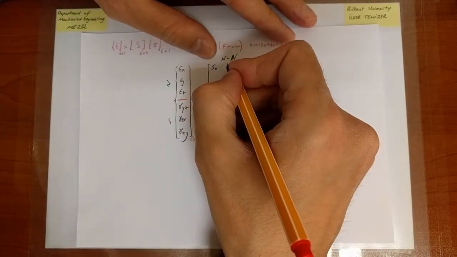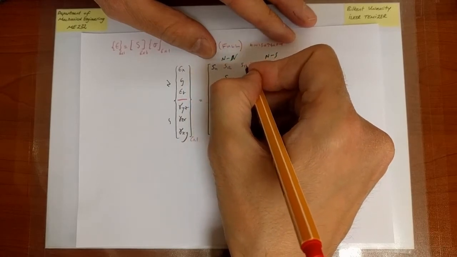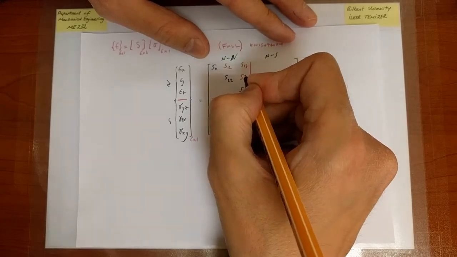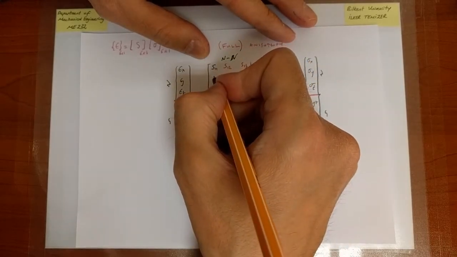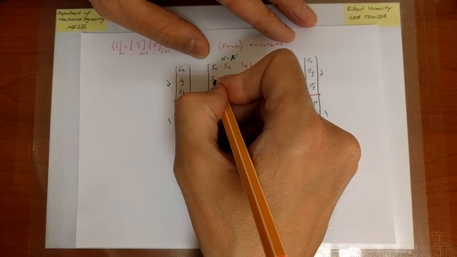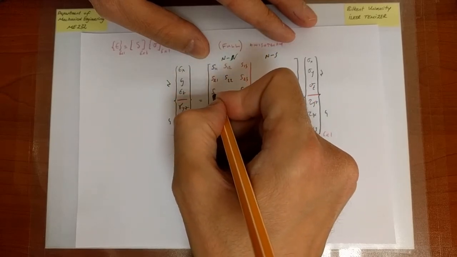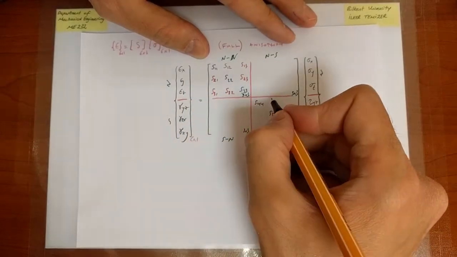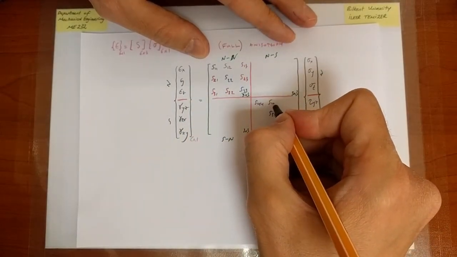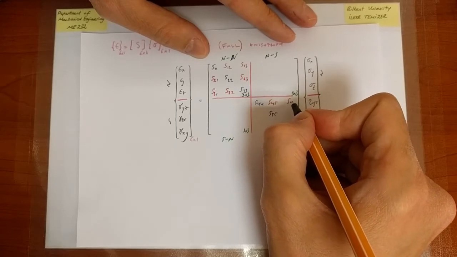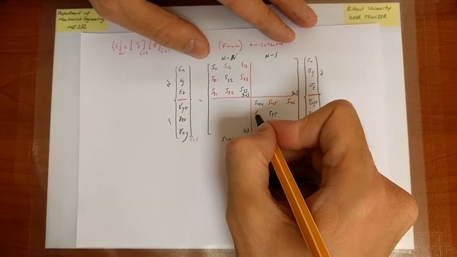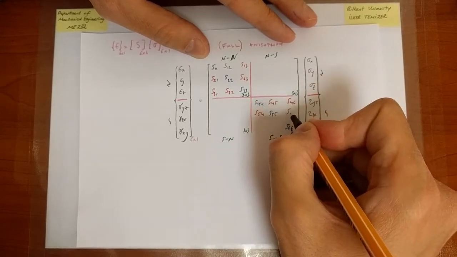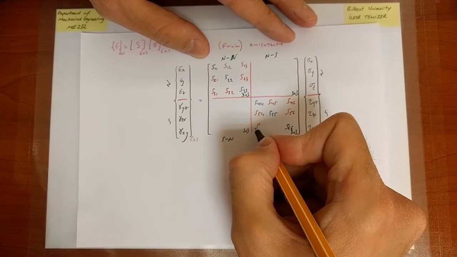So this is going to be S12, S13, S23. This is S31, S21, sorry, S31, S32. And here I will have S45, S46, S54, S56.